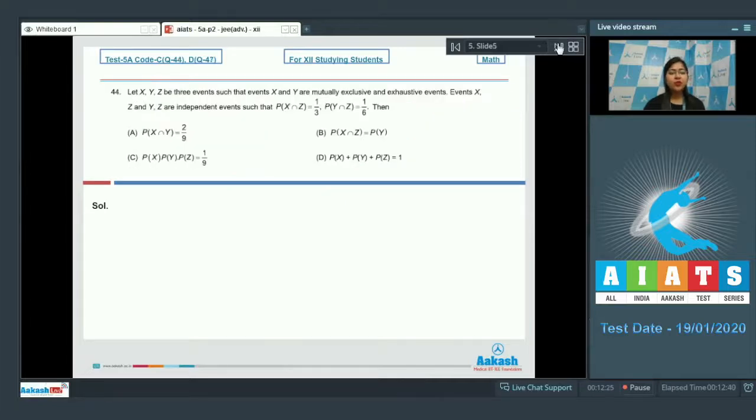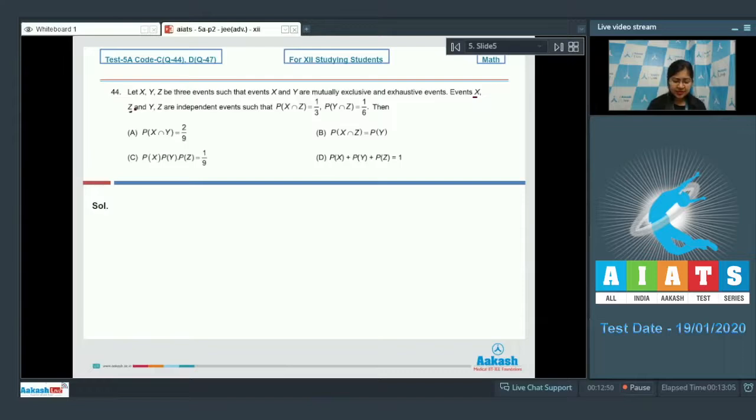Next is question number 44, which says let X, Y, Z be three events such that events X and Y are mutually exclusive and exhaustive events. Events X, Z and Y, Z are independent events such that the probability of X intersection Z is 1 by 3 and the probability of Y intersection Z is 1 by 6. So we have to answer the following options.